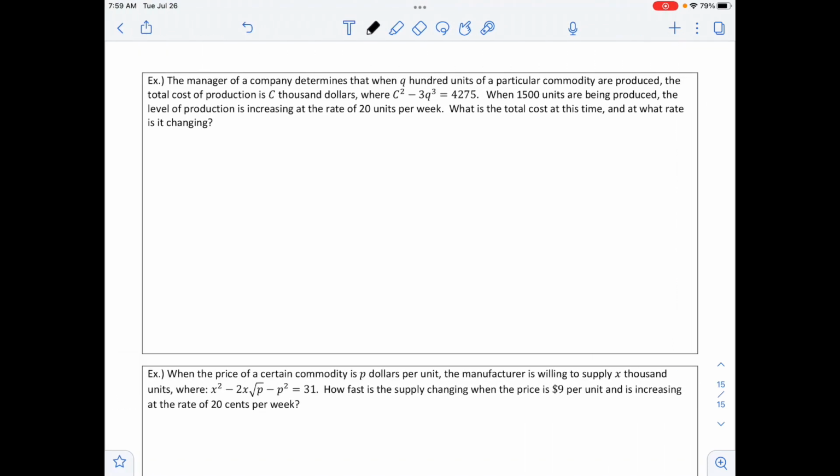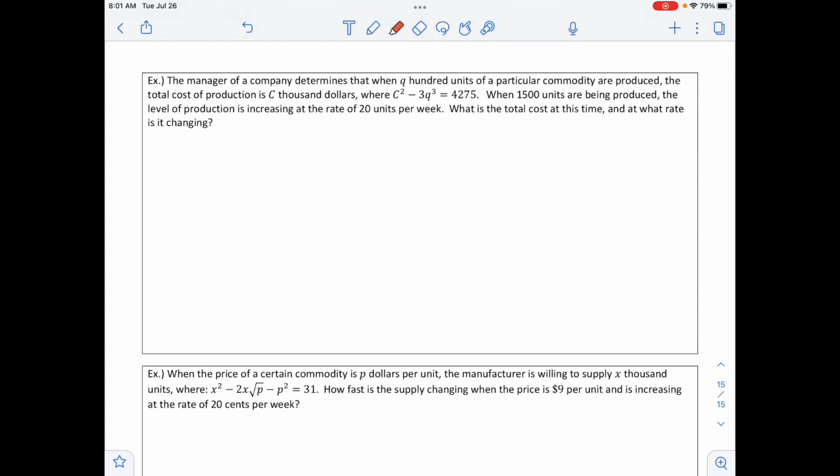So the example says the manager of a company determines that when Q hundred units of a particular commodity are produced, the total cost of production is C thousand dollars, where C squared minus 3Q cubed equals 4,275. When 1,500 units are being produced, the level of production increases at a rate of 20 units per week. What is the total cost at this time, and at what rate is it changing?